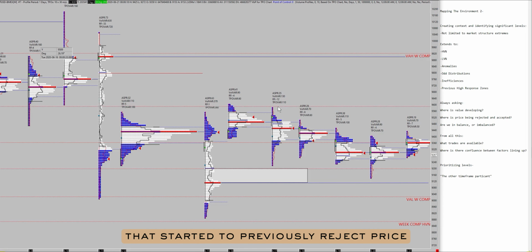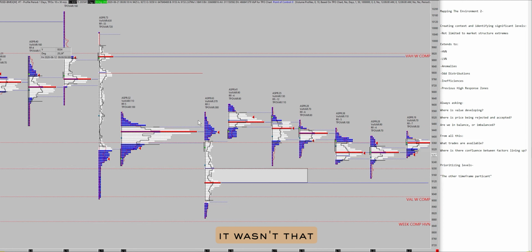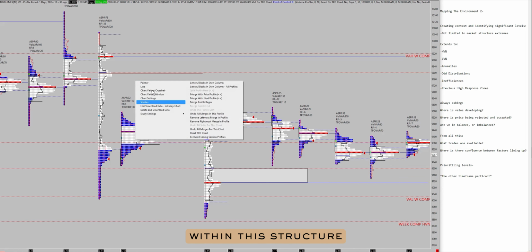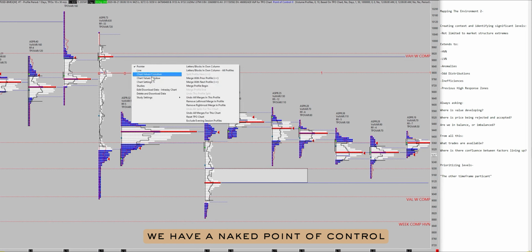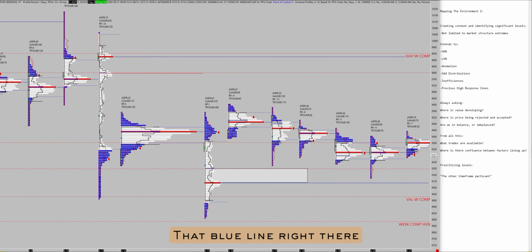This was an area that served to previously reject price, but price merely just rolled over more or less over here. It wasn't that we had any kind of major excess. So the market might move up into 9600. Okay, if we begin to range up there, we're still looking to the first important level being this naked point of control right here. So you can see that within this structure, we have a naked point of control, that blue line right there that has yet to be tested. So extending forward, it's that red line.